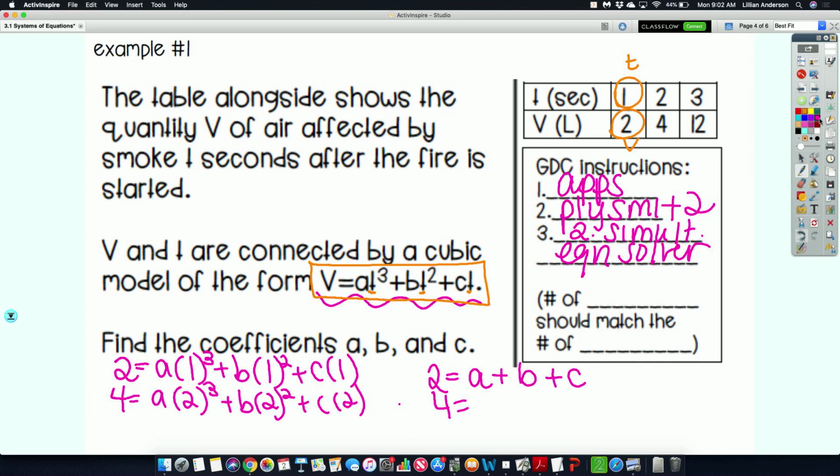So 2 cubed is 8, so this becomes an 8a. What's 2 squared? 4. Plus 4b. Then plus 2 times c is just 2c. Okay? Simple math right now. Cubing, squaring, yes. Okay? The last one, when I set it up, I'm going to go ahead and set it up.